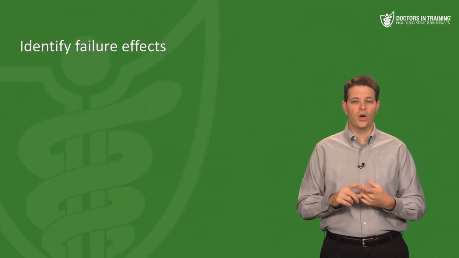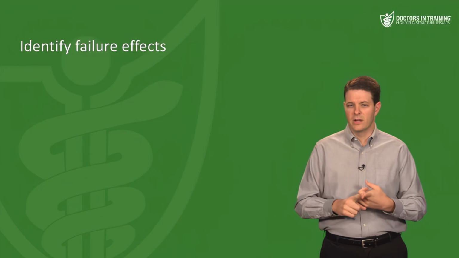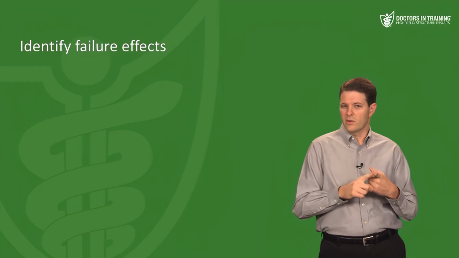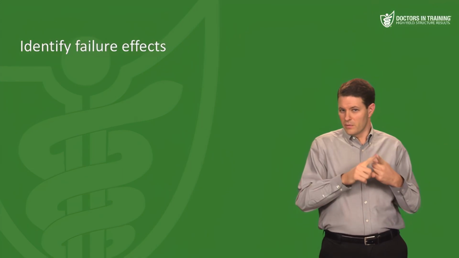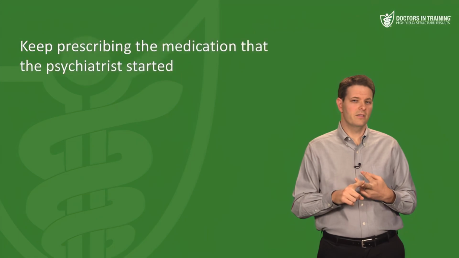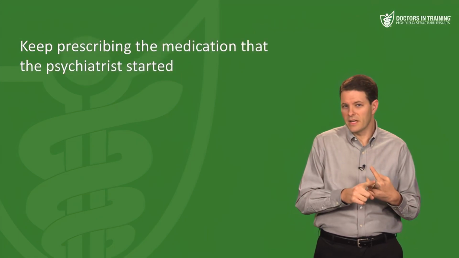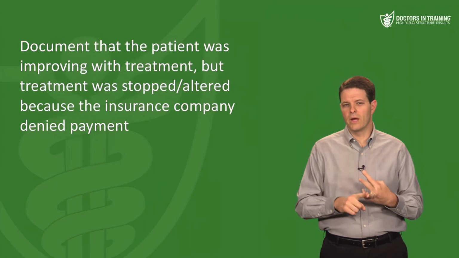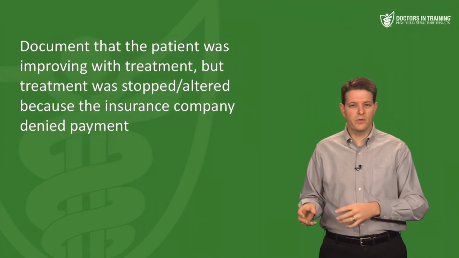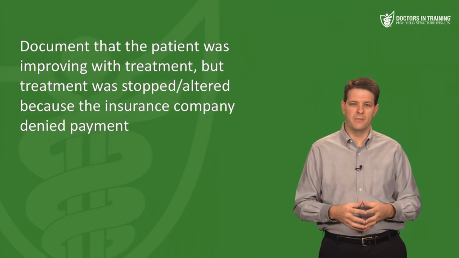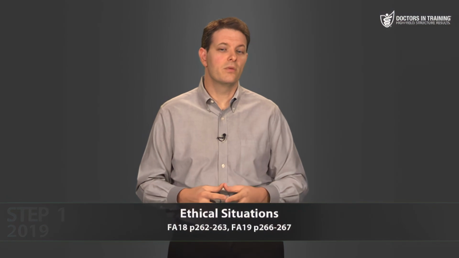Well, one possibility is to call the insurance company's medical director and explain the situation and try to get the patient approved. Very often when a physician calls to request approval of something and argues that the patient really needs it, the insurance company is going to approve it. Another possibility is for you to keep prescribing the medication that the psychiatrist started. And you should certainly document the situation in the patient's medical record. Document that the patient was improving with treatment, and document that the treatment was stopped or altered because the insurance company denied payment.